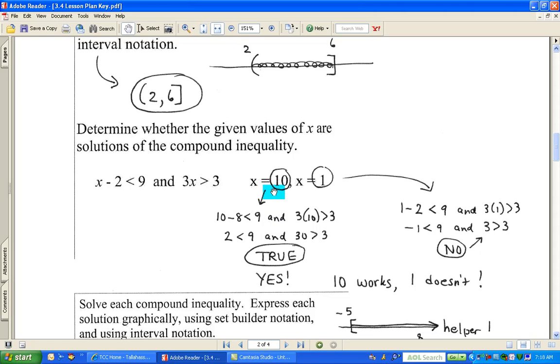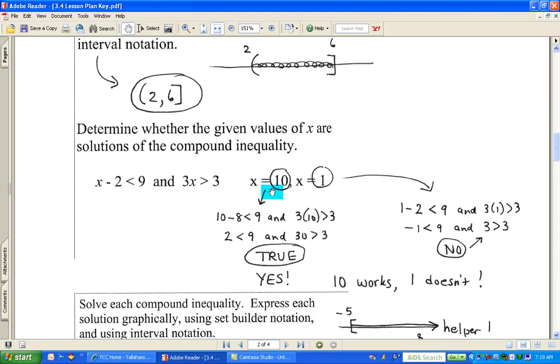And when I plug a 10 into the other part, 30 is greater than 3. Now pretend this is correct. 8 is less than 9. Yes. 30 is greater than 3. Yes. With an and statement, for the whole thing to be true, they both have to be true. So the answer here is yes, the number 10 is a solution. So again, if you'll just make those two corrections on your notes, if you're copying them over.